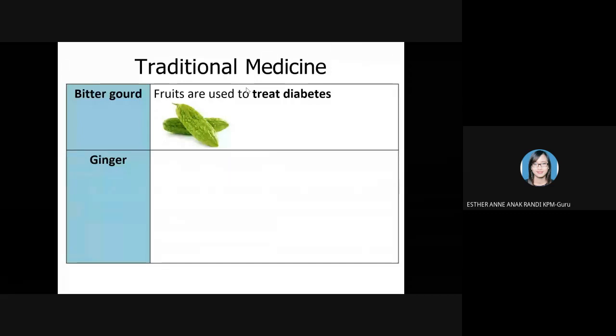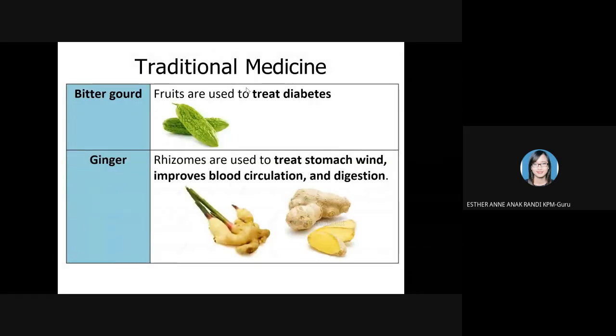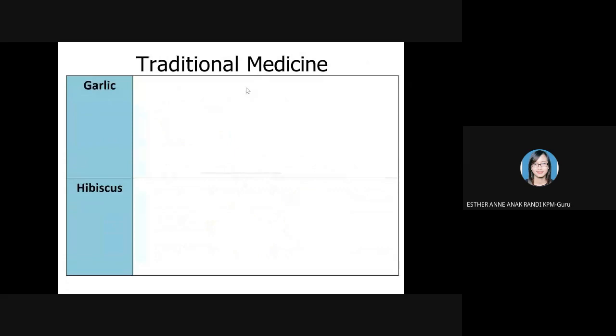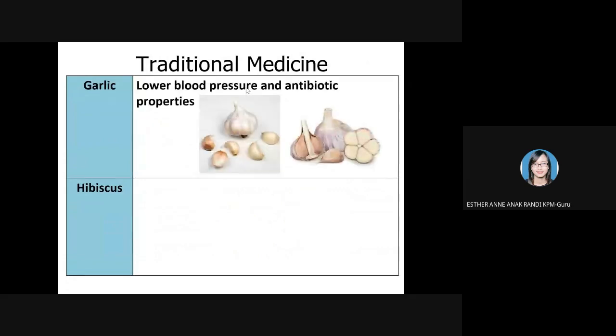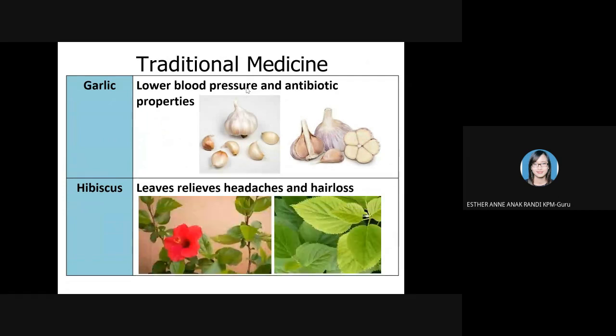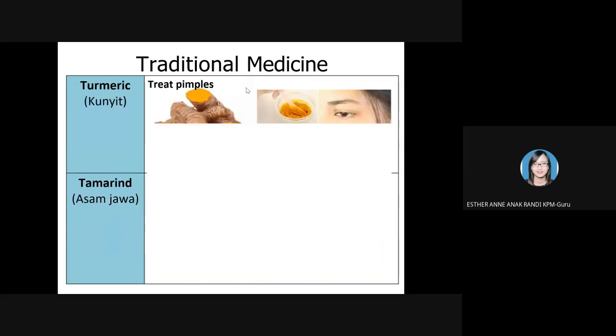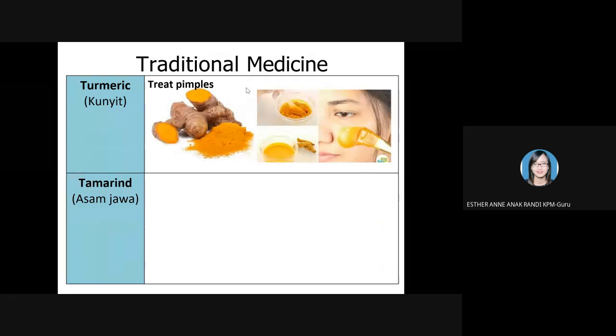Then we have ginger. These rhizomes are used to treat stomach, angin dalam perut, and improve blood circulation and digestion. We have garlic as well to lower blood pressure. It has antibiotic properties. And this is hibiscus, to relieve headaches and hair loss. Ada lagi, we have turmeric for pimples. If you ever heard of people making face masks using turmeric, it helps to soothe or relieve pimples lah, kulit yang berjerawat.